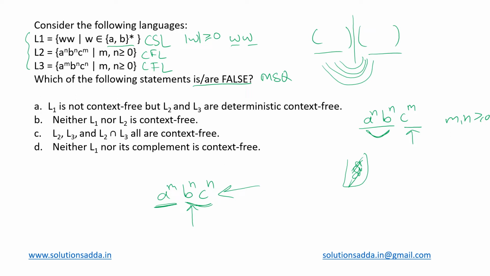Now let us have a look at the options. We need to determine the false options. First one is saying L1 is not context free but L2 and L3 are deterministic context free. As we just saw, L2 and L3 both are deterministic context free languages. Why are they deterministic? Because we did not have to take any decision whether to do this or to do that. There was no branching involved. Hence both of them are DCFL, and the first one, as we saw, is a CSL, not a CFL. So option A is actually true.